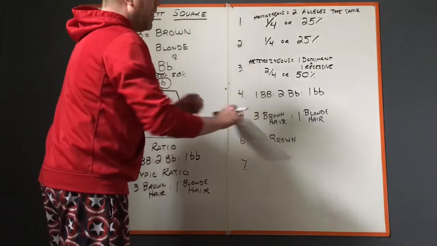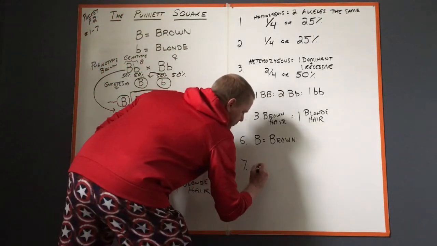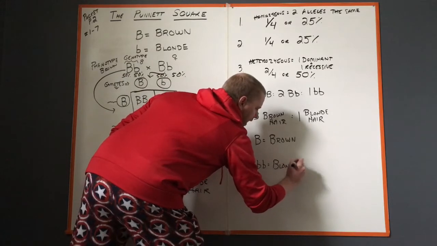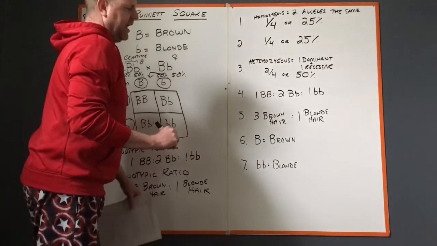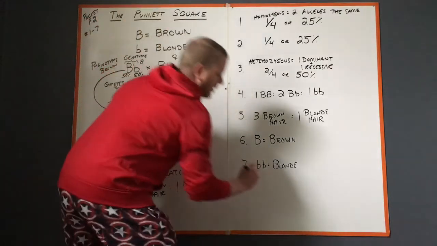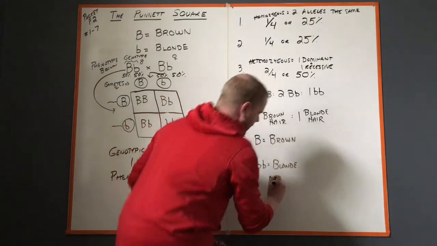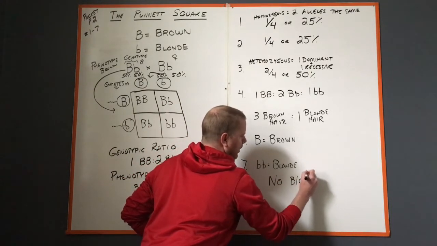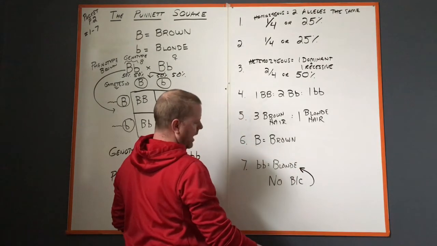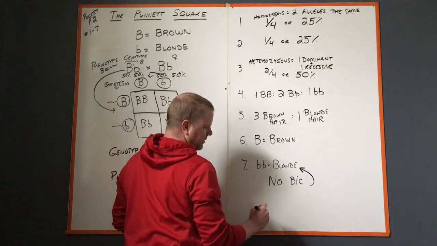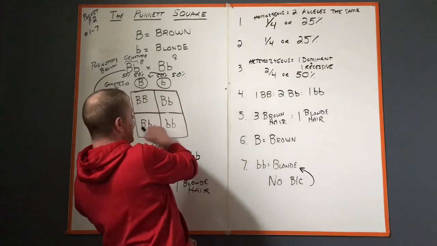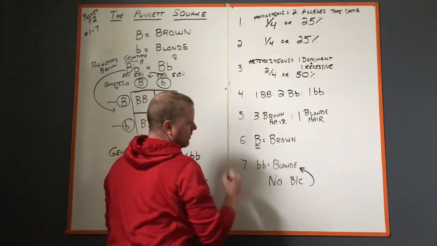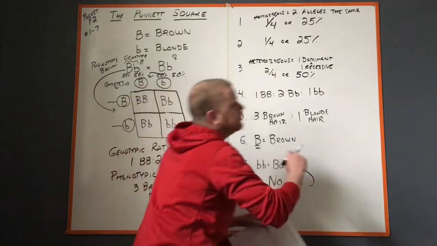Well, in order to be blonde, you have to get 2 little b's, don't you? Little b equals blonde. So, is there a way for us to have a heterozygous blonde? And the answer is no, because it requires little b's to be blonde. The second you did heterozygous, you'd have a big B and a little b, and that organism phenotypically would have brown hair because of the presence of a dominant big B. And that's numbers 1 through 7.